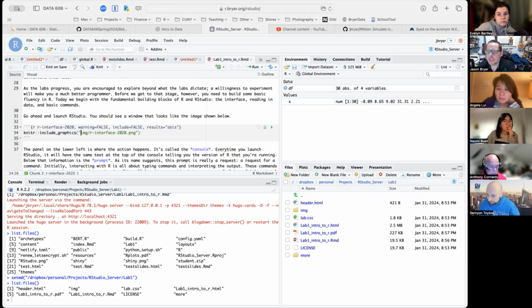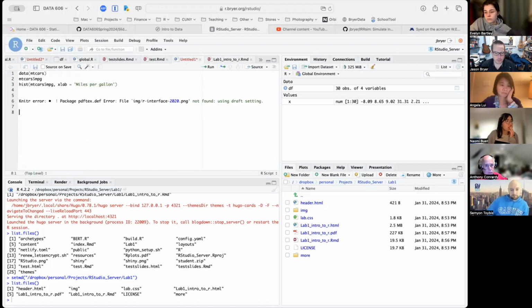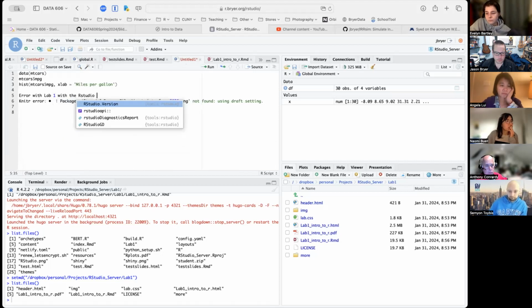Okay. I assume you did the tidy text. Yes. I'm going to capture this error. I'm going to put it here for right now. Error with lab 1 with the RStudio screen.